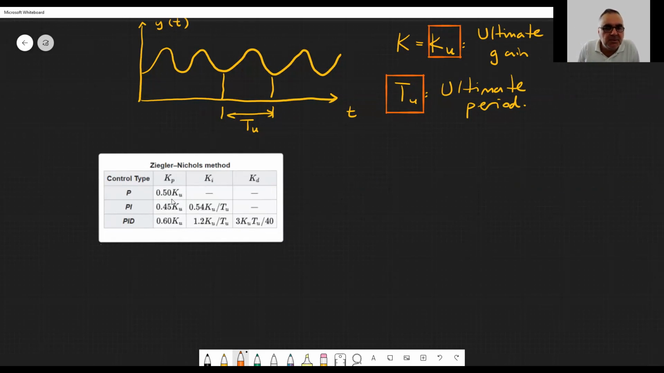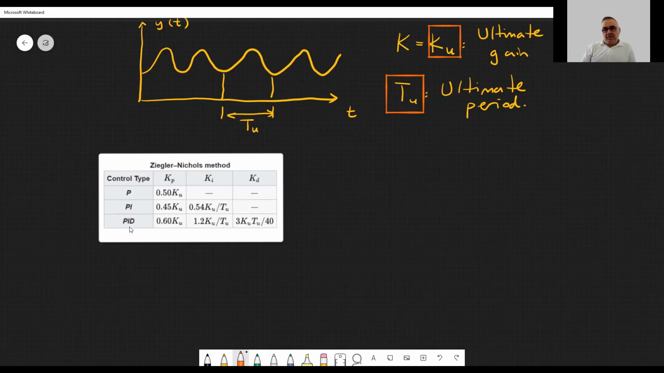For a P-type, you set, for example, the controller gain to be half of the ultimate gain. Okay, and the Ki and Kd are 0; they are not used. If you have a PI type, you set Kp to be 0.45 Ku, and Ki will be 0.54 Ku divided by Tu. Why? These are, as I said, empirical. There is no justification for them other than that they work.